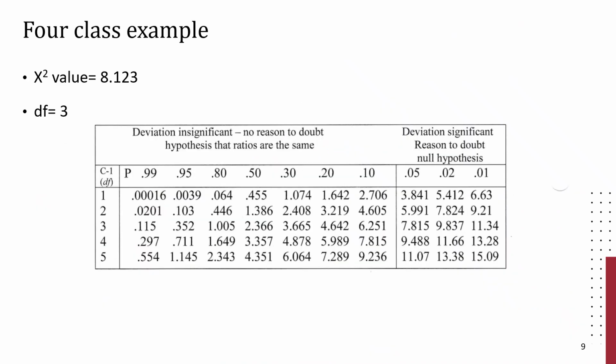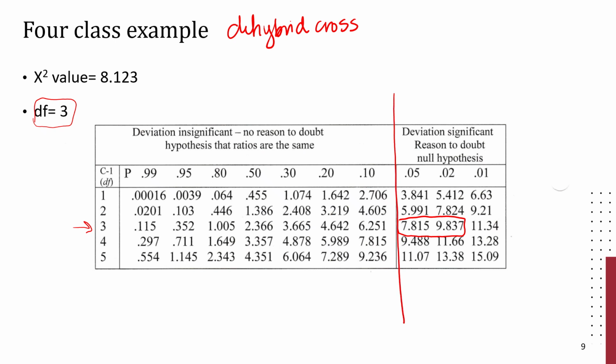So let's do another example. This is just giving you the chi-squared value, not the calculations, for a 4 class. So this would be for a dihybrid cross where we have 4 possible outcomes. And let's say that our number of classes is 4, which makes our degrees of freedom 3. So we're going to use row 3. We're going to look for this 8.123 value in our third row. So if we look in our third row, that 8.132 falls on the right-hand side. It falls between a p-value of 0.05 and 0.02.